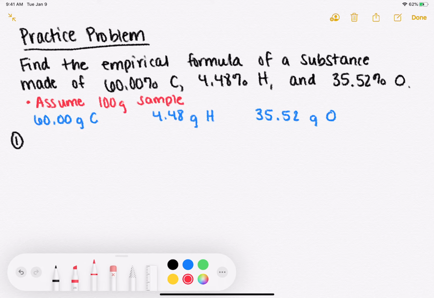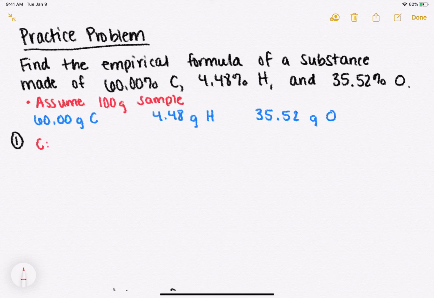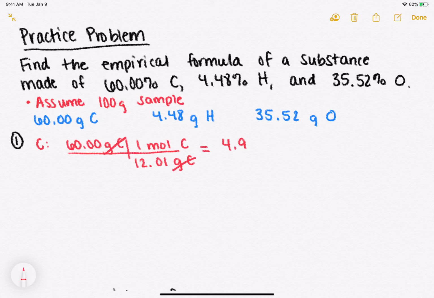So we're going to start with our carbon. If we have 60.00 grams of carbon, carbon, according to the periodic table, is 12.01 grams per mole. We can cancel our units, and that is going to give us 4.996 moles of carbon.